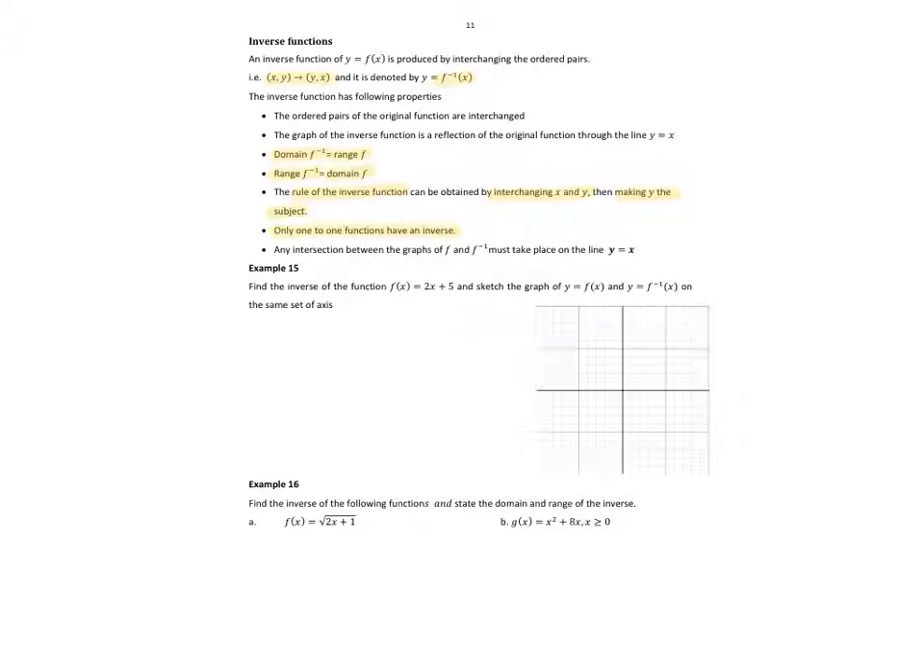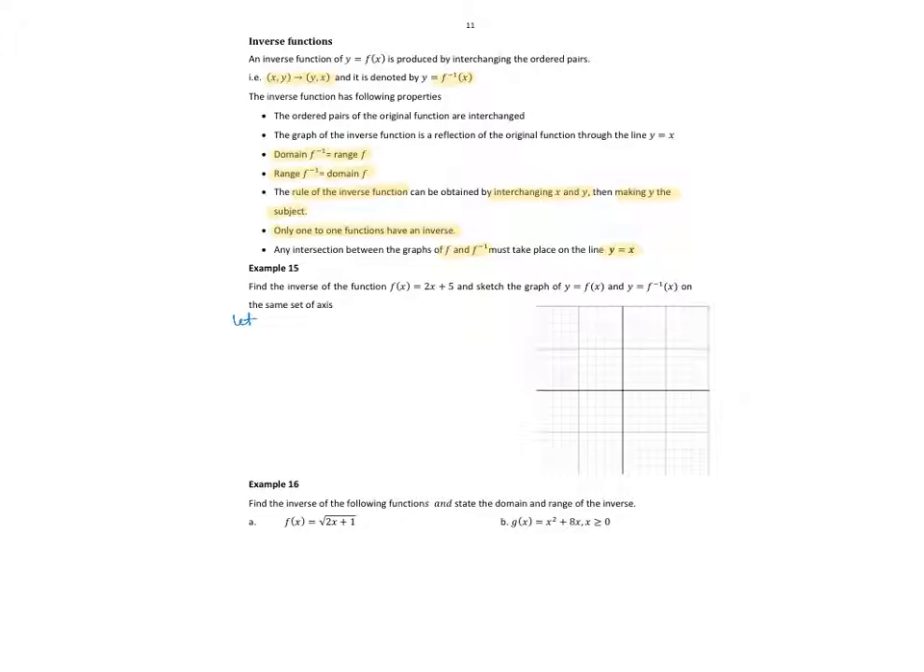And the point of intersection between a function and its inverse: not only can we let f equal f inverse of x, but we could also let f or f inverse equal the line y equals x. So let's have a look at an example.